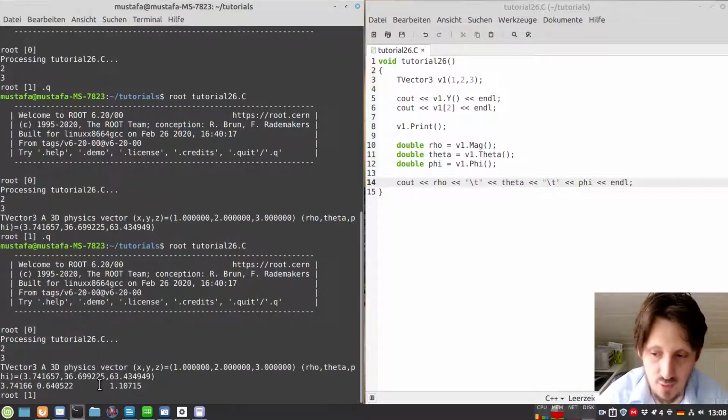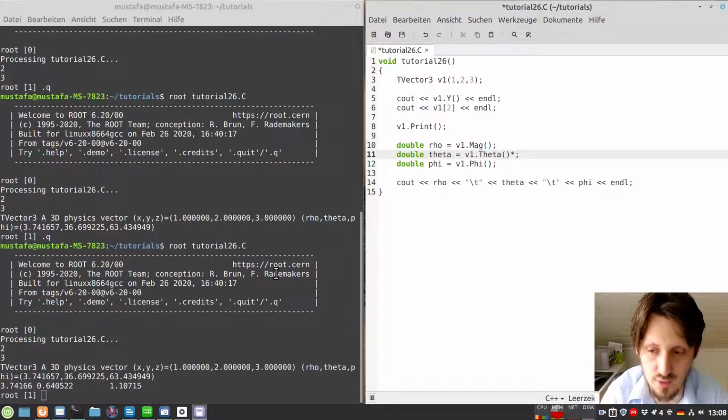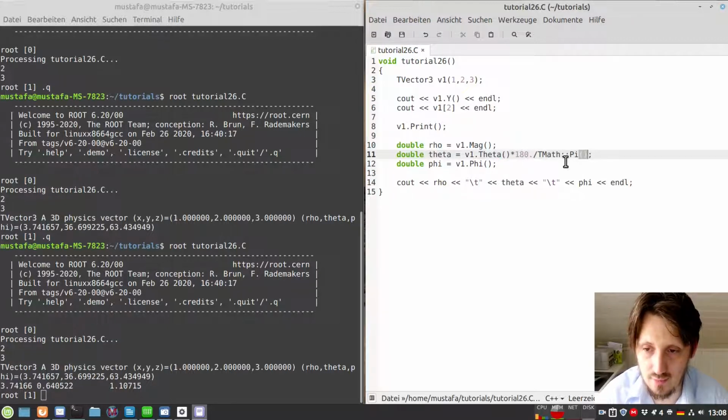So here you can see all the values, and as you notice, the magnitude is exactly matching, but the other two values are not. And I think you know already the reason for that. This is because these functions return the angles in radian. So if you would like to have the values in degree, of course you would have to multiply it with 180 degrees divided by pi. And pi is already built into ROOT, so you can use the TMath class and then Pi as a static function basically.